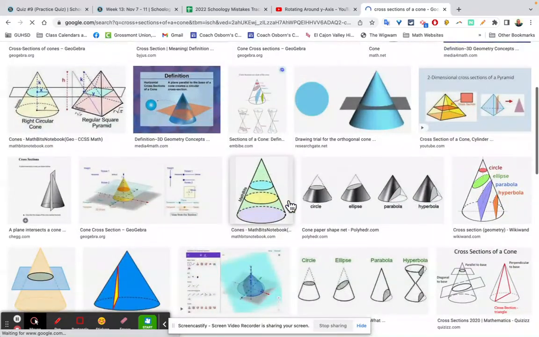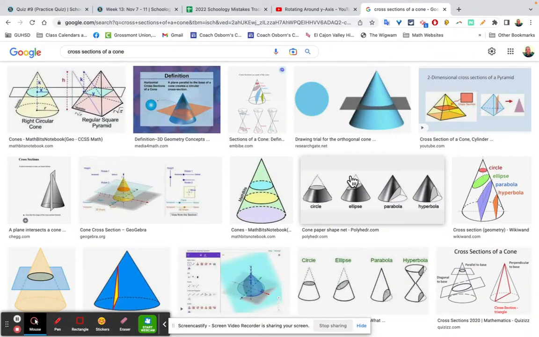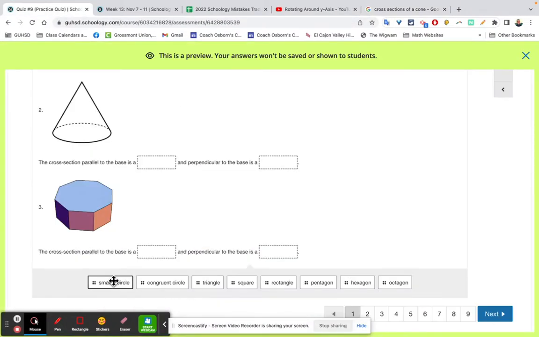So let's say for this one, for instance, you can see here on the top, if I cut on the top, I get a little circle. If I cut in the middle, I get kind of a medium-sized circle. If I cut really close to the base, then I'm going to get a circle that's just about the same size as the base. Okay, so that's why you see these options in here that say smaller circle or congruent circle. So if I cut somewhere in the middle here, that's going to be a smaller circle that's smaller than the base. So that's why the answer would be smaller.